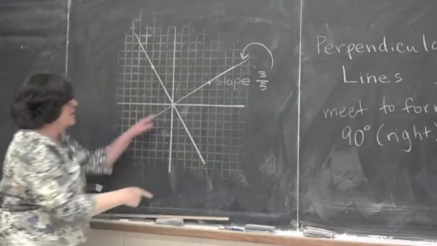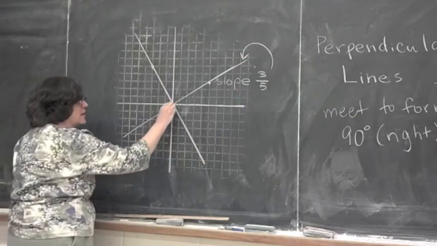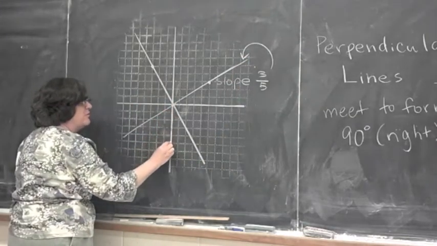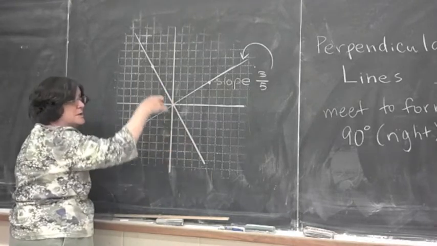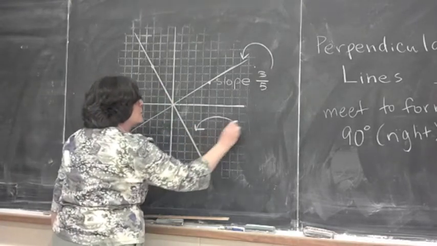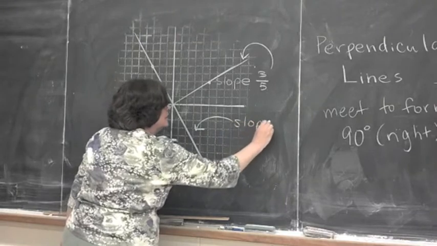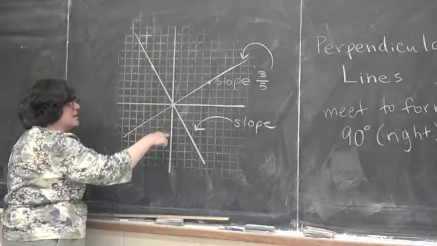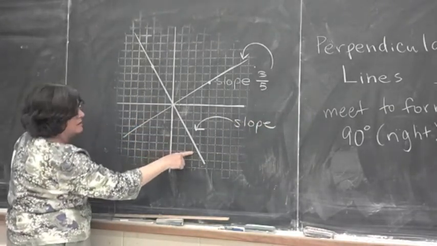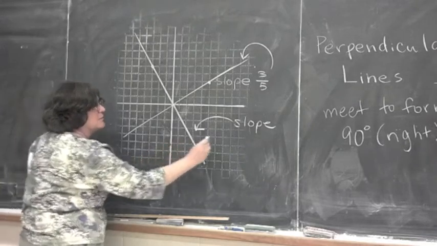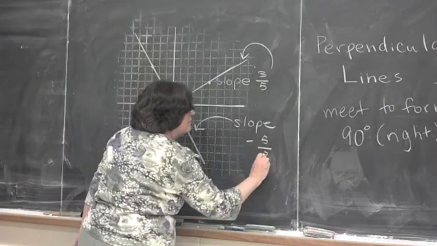The slope of the other line, let's count from here, 1, 2, 3, 4, 5, 1, 2, 3, but this one's going down. So that slope is negative 5 over positive 3, so negative 5/3.